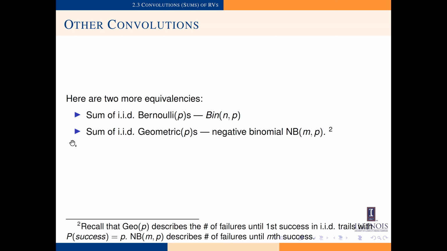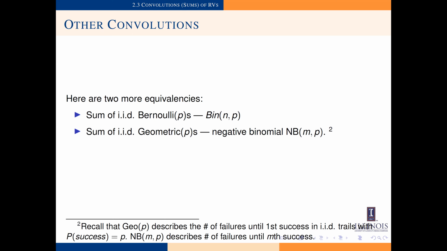And second, the sum of IID geometric random variables, so geometric p's, is going to have the same distribution as the negative binomial. So the NB, standing for negative binomial, with m and p. I included a footnote here in case you forgot what the geometric and negative binomial distribution stand for. The Bernoulli and binomial should be quite straightforward. One of them is whether you get a 1 or 0 in one trial, like a coin toss. And the other one is the number of heads or the number of ones you get when you toss the coin n times.